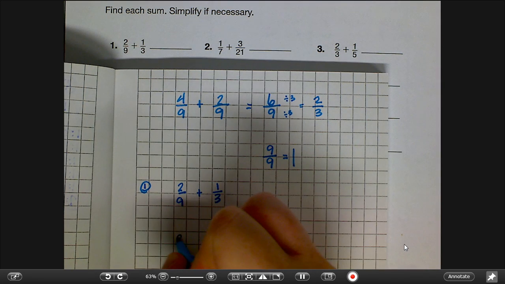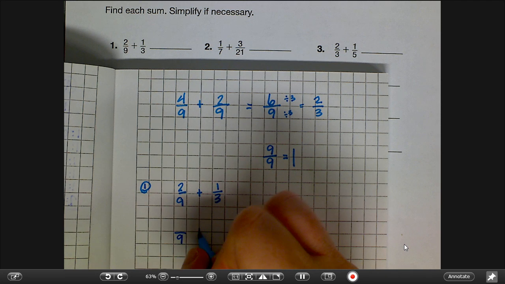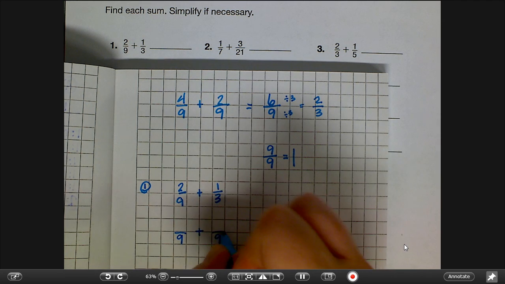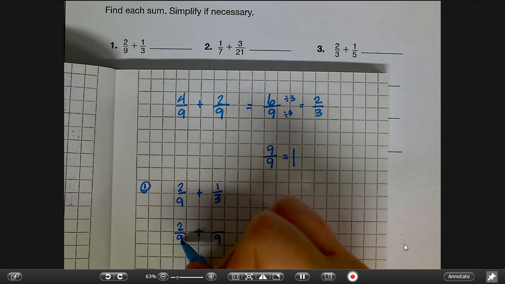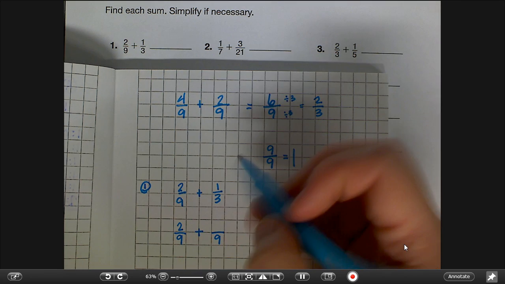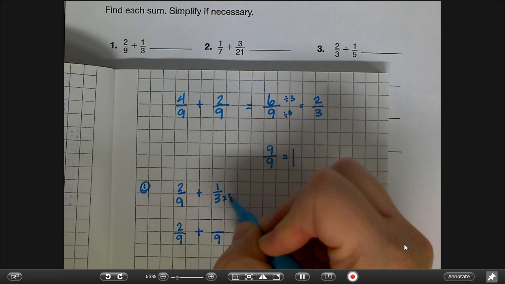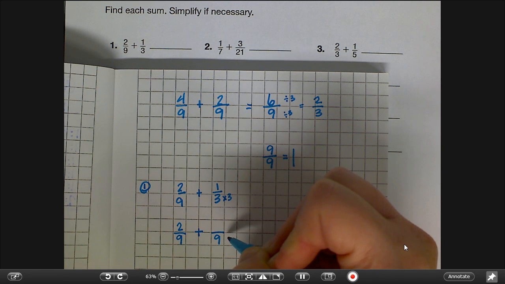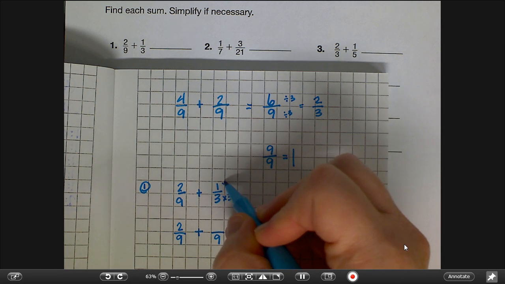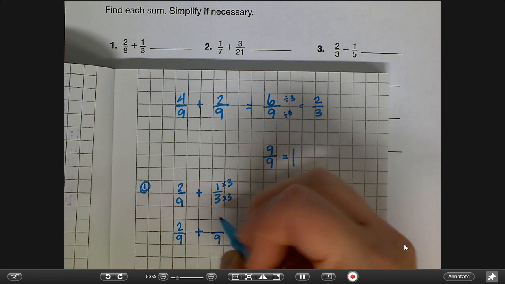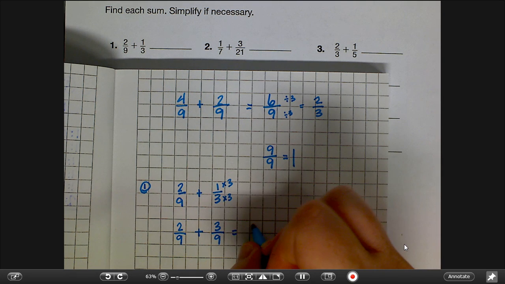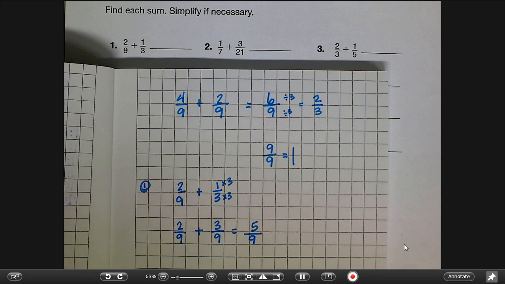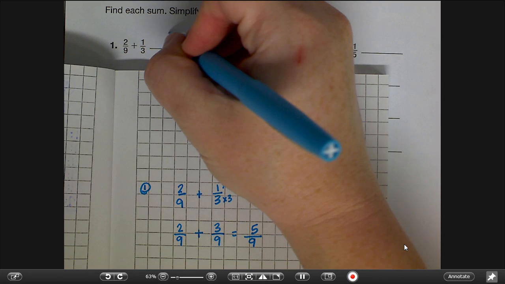Okay, so I will rewrite or rename my fractions. This one I don't need to change anything. It has the same denominator, so it would have the same numerator. This I need to multiply by 3 in order to get the 9 in the denominator. So the numerator must also be multiplied by 3. Now I'm ready to add. Straight across, my number of pieces is 5, and my denominator will stay the same, 5/9. Here you go. Easy peasy.